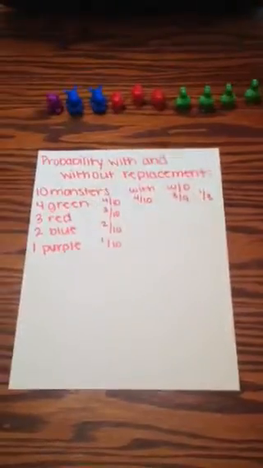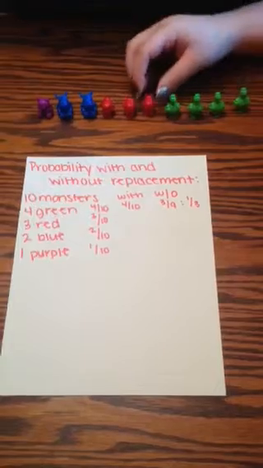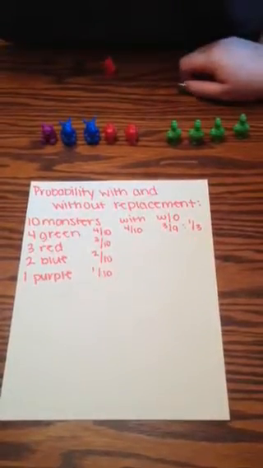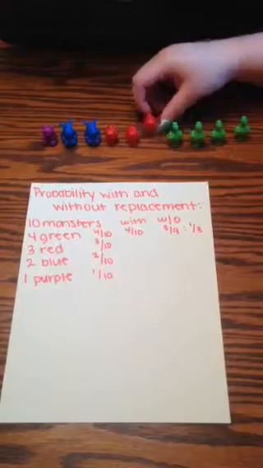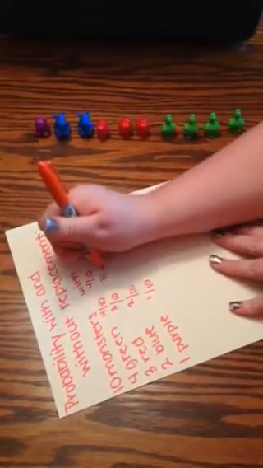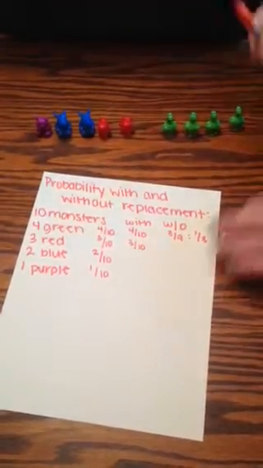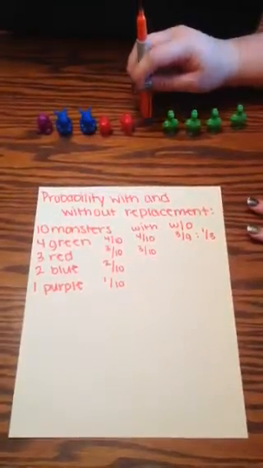Now, if we put our green one back and we try and do this with the red ones, and we took this little red one out and put him to the side and decided to put him back in as replacement, we would have the 3 out of all 10. So it would remain 3 out of 10. But if we decided to take him out and try and get another red one and not put him back, we would only have the possibility of 2 out of 9.